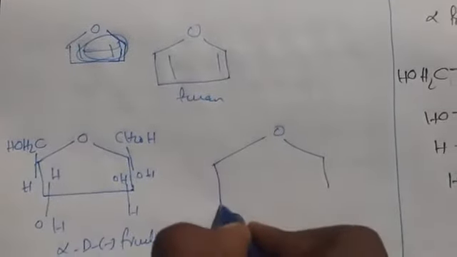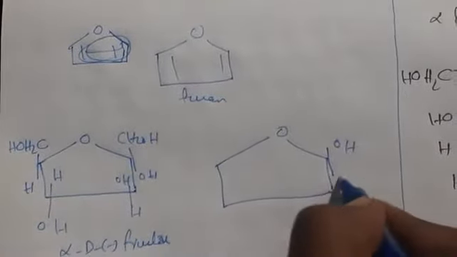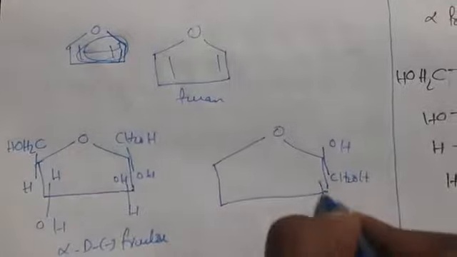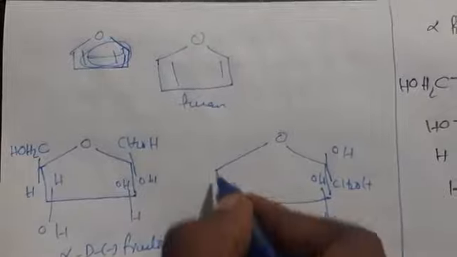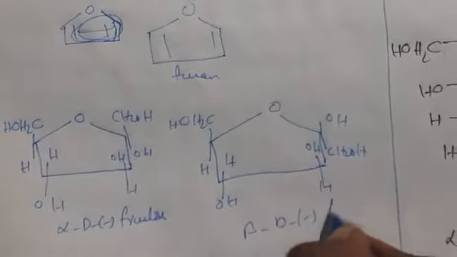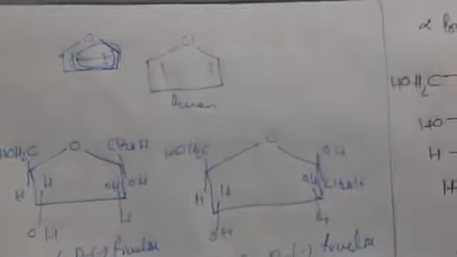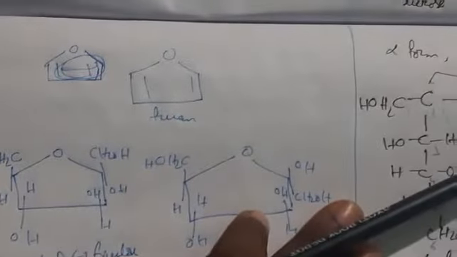Coming to the next one, here we have OH, CH2OH, OH, H, H, OH, H, CH2OH. This one we call beta D-fructose. So these are the general structures of fructose: this is alpha fructose, this is beta fructose. This is nothing but the preparation and structure of fructose.